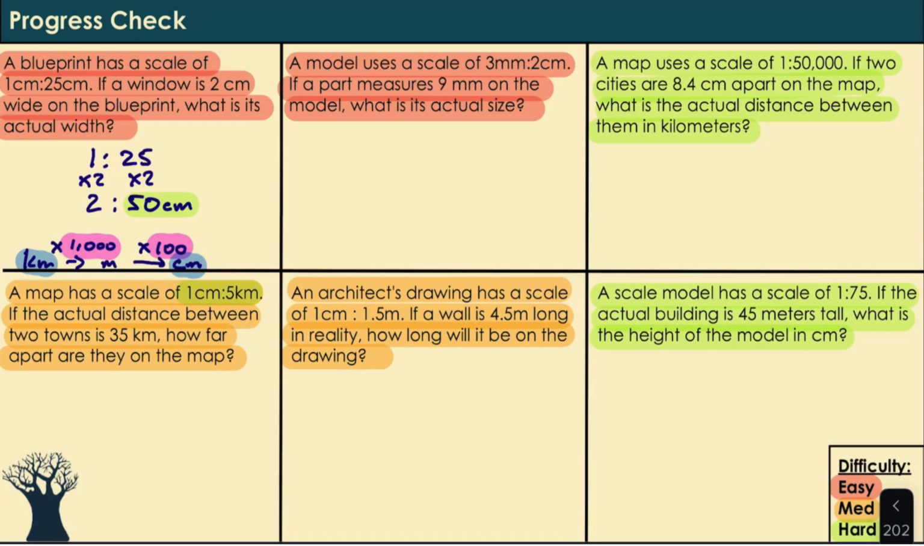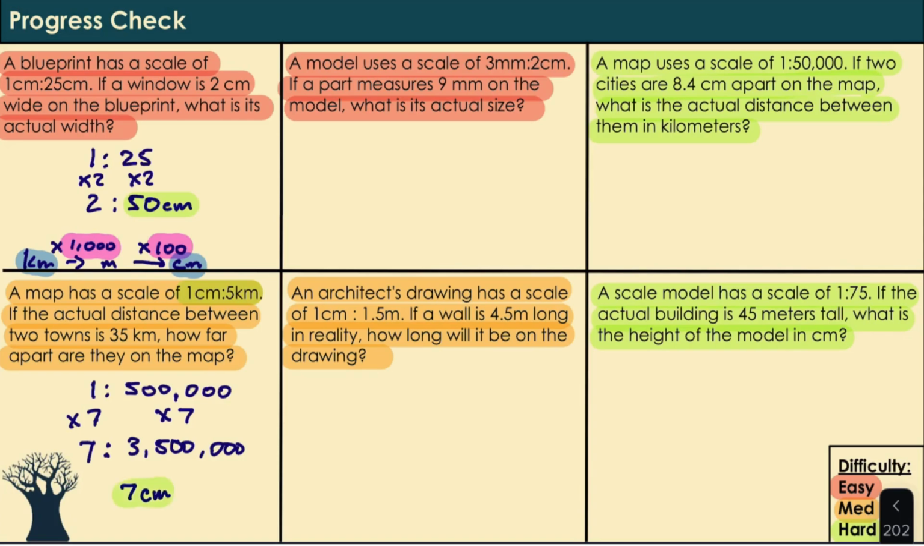So our ratio is 1 to 500,000. The distance between the towns is 35 kilometers. We've got to multiply on a calculator 35 by 100,000 and we get, what have we scaled up by? We've multiplied by 7, and what we do on one side we do on the other side. So our 1 multiplied by the 7 on the left is 7. And our answer there is in centimeters, so our final answer is 7 centimeters.